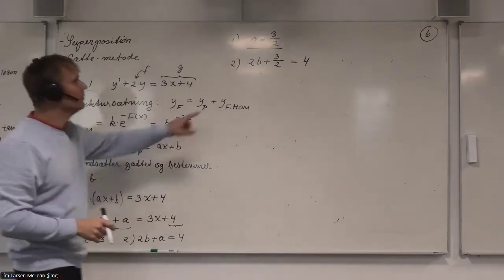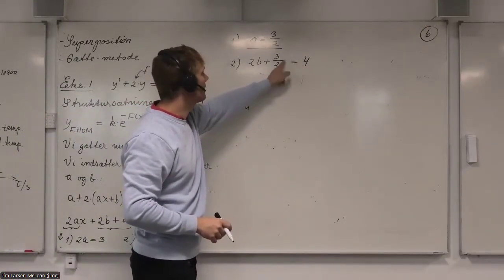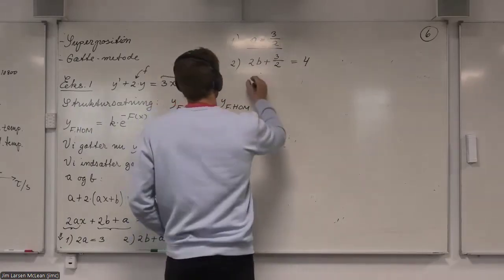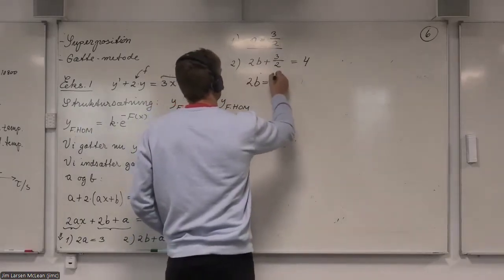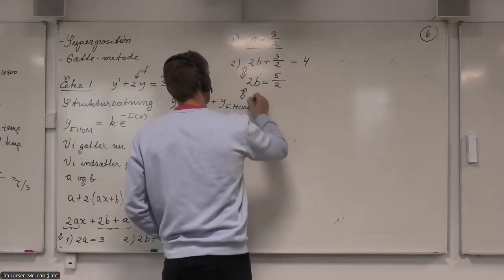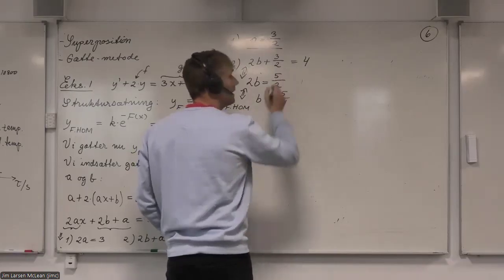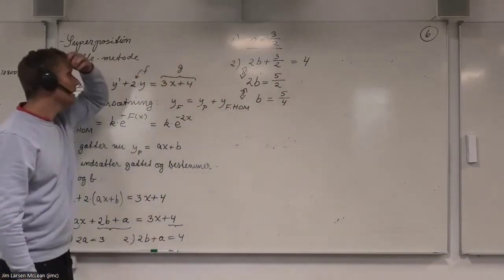And now I can find b. I subtract 3 halves here. Here it says 8 halves. I subtract 3 halves. That's 5 halves. So 2b equals 5 halves. And then I can find b. So b must be equal to 5 quarters, because you divide the fraction by the number. So 5 quarters.